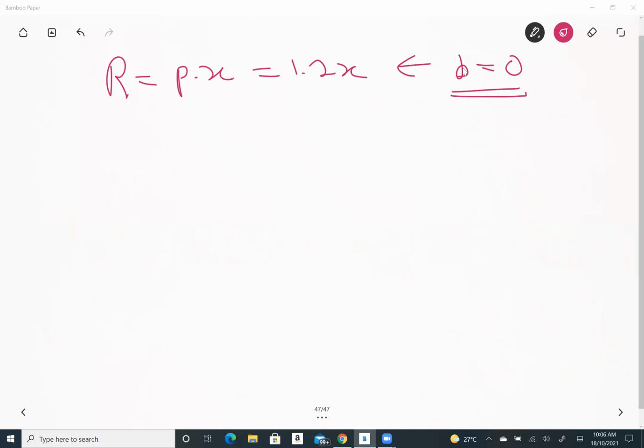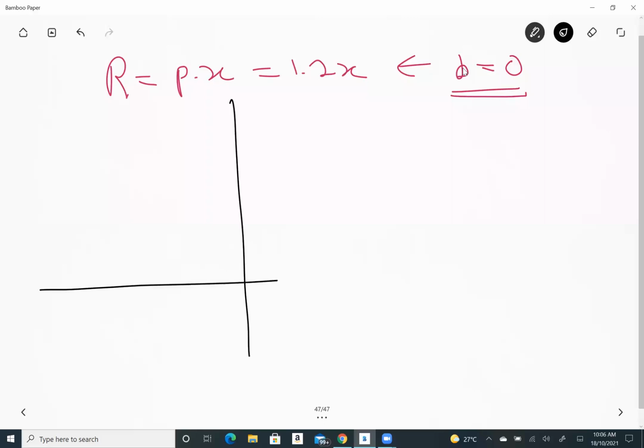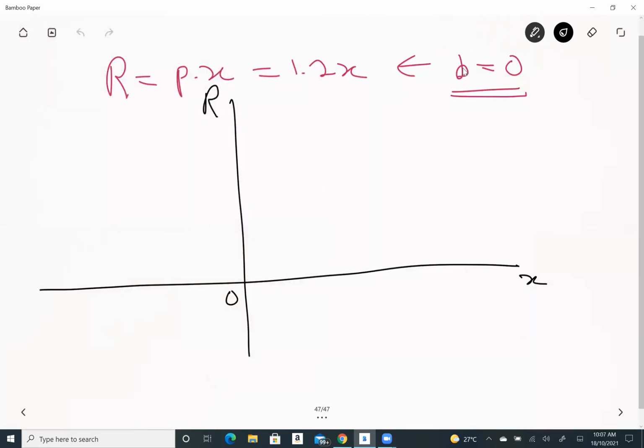So that is revenue. If you draw the revenue function, you will get something like this. Our revenue would be like this: X is on the horizontal axis, and that is your revenue. So that's 0. And P is a constant. P is given, and P given means P constant. So for example, you got 1.2. So therefore, in general, your revenue function will be something like this.